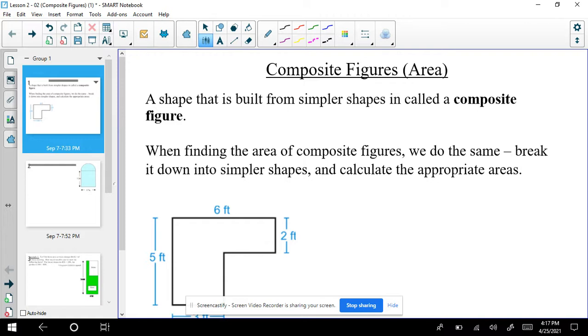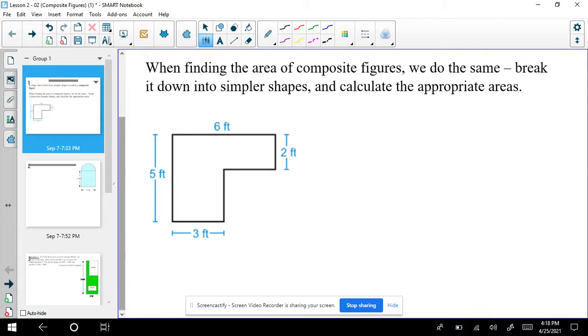So Ms. Sucker, what the heck is a composite figure? Well, a composite figure is a shape that's built from smaller, simpler shapes that we've already dealt with, right? When you find the area of a composite figure, I like to take 3 different steps. Step 1 is to break apart the weird looking figure into shapes that I already know how to deal with. Step 2 is to find the area of each shape. And step 3 is to either add or subtract areas together to get the total area of the composite figure.